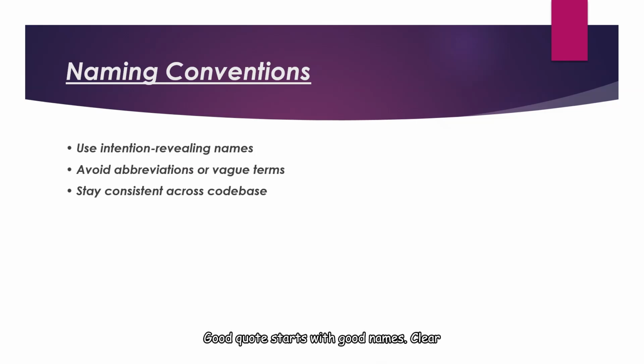Good code starts with good names. Clear, intentional naming of variables, functions, and classes can make your code self-explanatory. Names should reflect the purpose and intent, not just the type or structure. Avoid vague names like temp or val1. Instead, use names like user profile or transaction amount, names that tell the story. Stick to a consistent naming pattern throughout your code base. Camel case, snake case, prefixing, whatever your team uses, be consistent. Naming is communication and clarity is king.